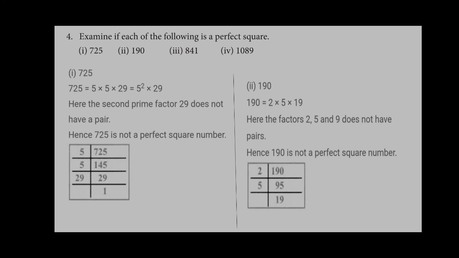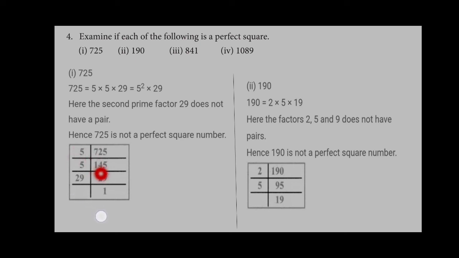Then examine if each of the following is a perfect square. We have to examine whether it is a perfect square. So how to find the perfect square? By prime factors. Okay, the LCM method, a simple method. So 725 is there. The last digit is 5. So what number can we take?